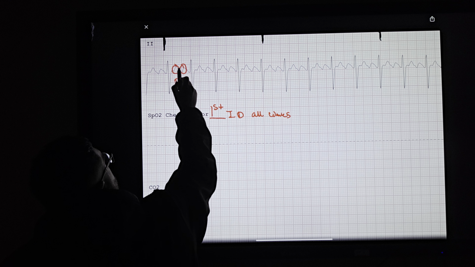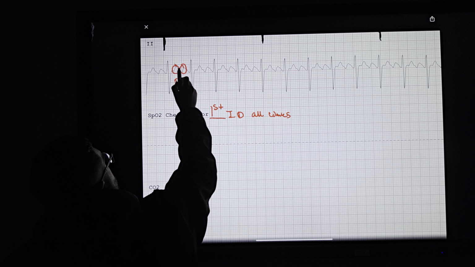But do we have a QRS? Yeah, we have a QRS right here. Where's our R wave? Right here on top. And our S somewhere here. QRS. And our T wave is somewhere here, hidden right now. So we have identified all the waves for sure.